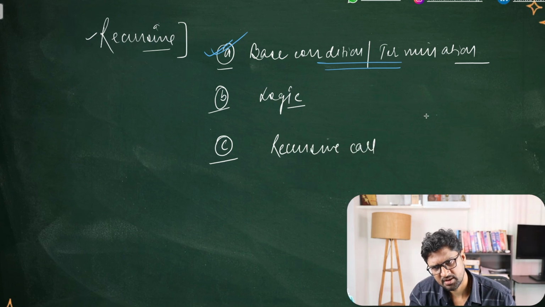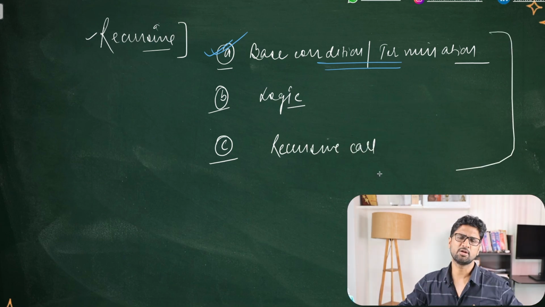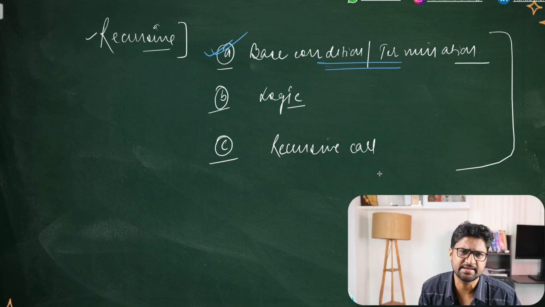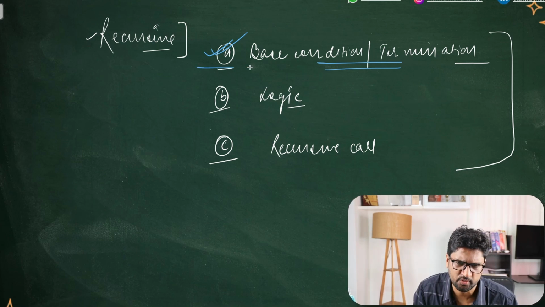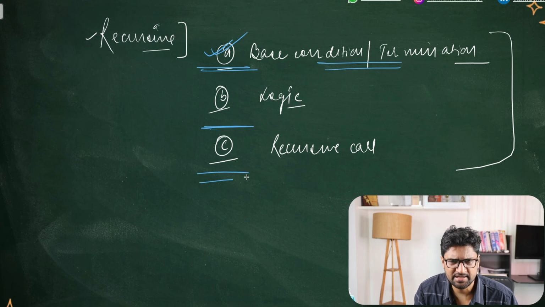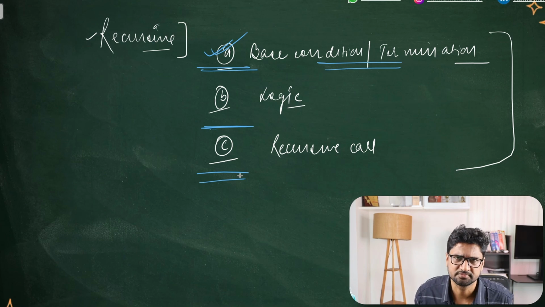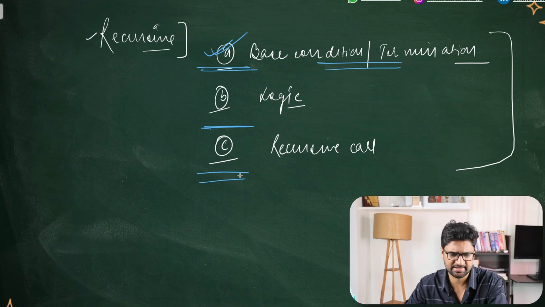So going ahead, as and when we solve many problems, almost every problem at the core of it, every recursive implementation that you do will have three parts: A, B and C. A is the base condition or the termination condition, B is the logic part, and C is the recursive call. Let's try to see this with the help of an example code.